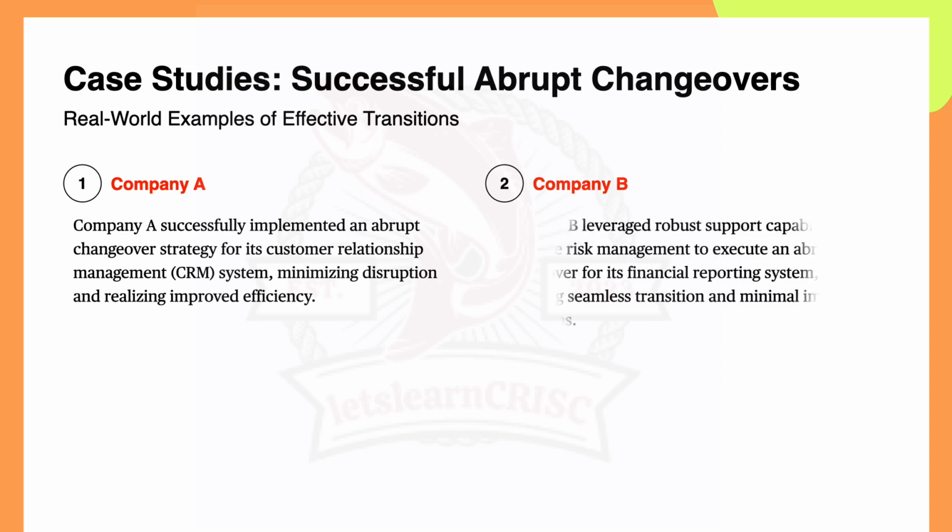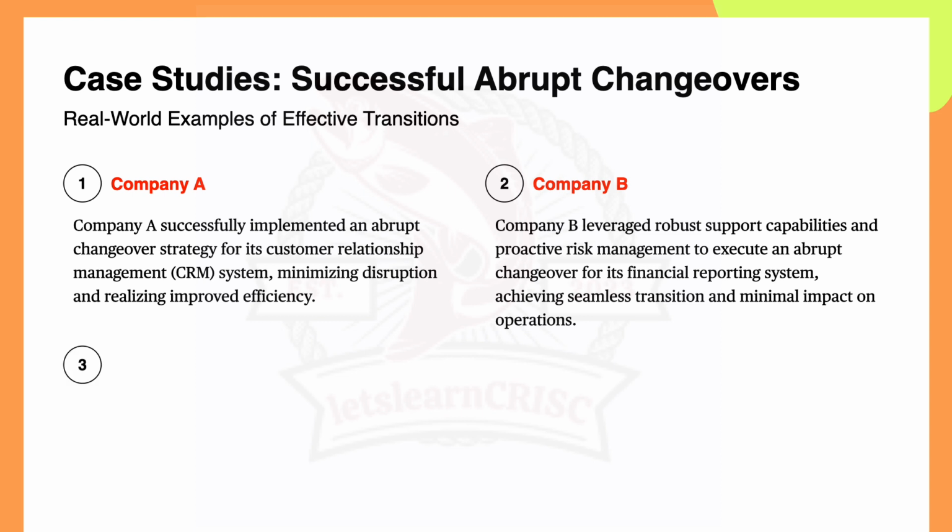Let's understand about the next company, company B. Friends, company B used robust support capabilities, right, and proactive risk management for an abrupt changeover in the financial reporting system, right? So the result was a seamless transition with minimal impact on operations, right?